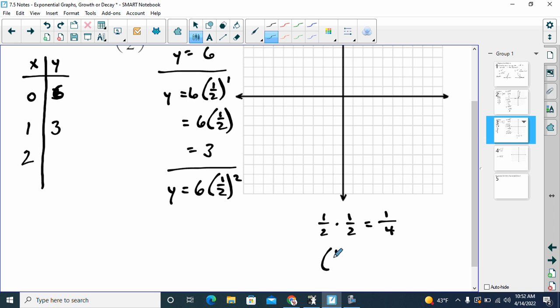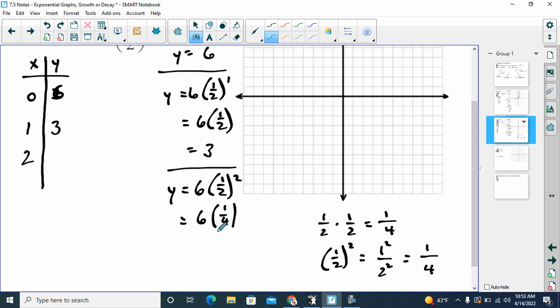Another way we could do it, we have 1/2 to the second power. We had a property last section that said if I divide and I raise that to an exponent, I can distribute this exponent. So that would be the same as 1 to the second over 2 to the second. 1 to the second, 1 times 1 is 1. On the bottom, I've got 2 to the second, 2 times 2 is 4. So either way, I should get 1/4. 1/2 squared gives me 1/4.